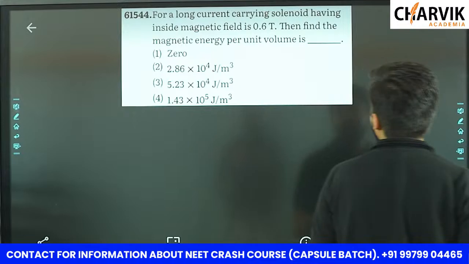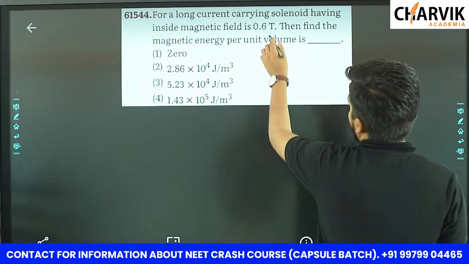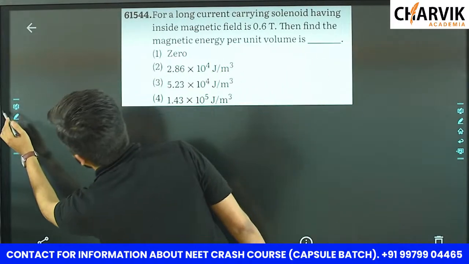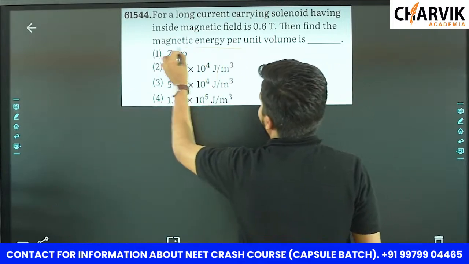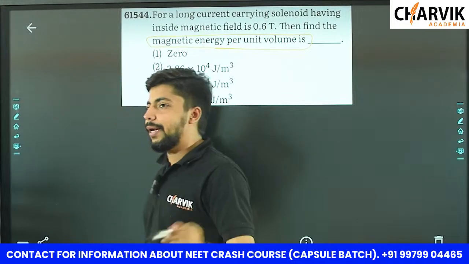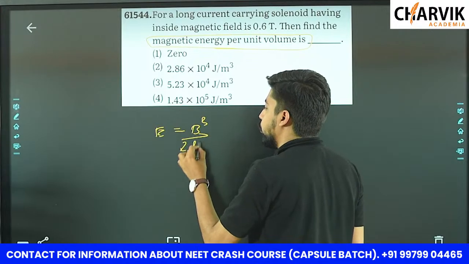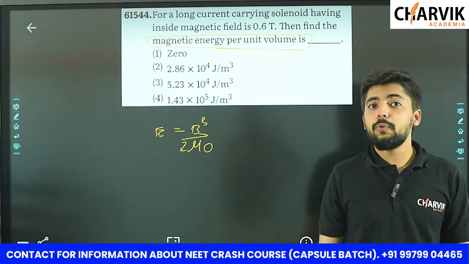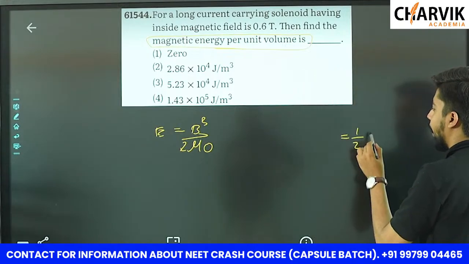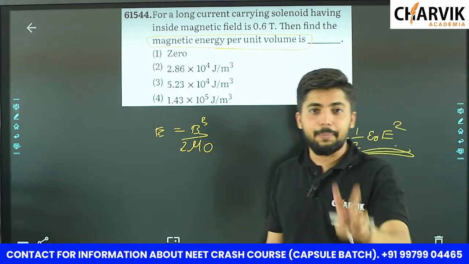For a long current carrying solenoid having an inside magnetic field of 0.6, find the magnetic energy per unit volume. Now, what is the formula to find the magnetic energy per unit volume? It is simply B square divided by 2 into mu naught. And there is also a formula for the electric energy per unit volume. What is the formula for that? It is 1/2 into epsilon into E square. You have studied this formula in chapter number 2.